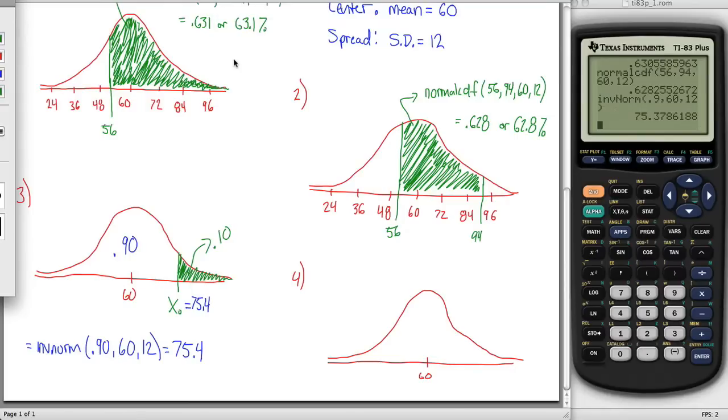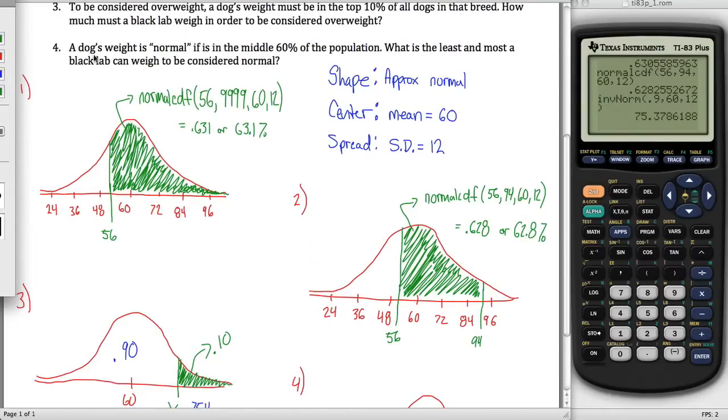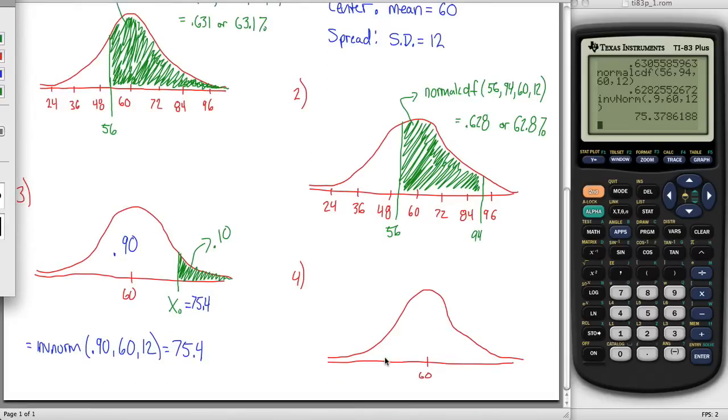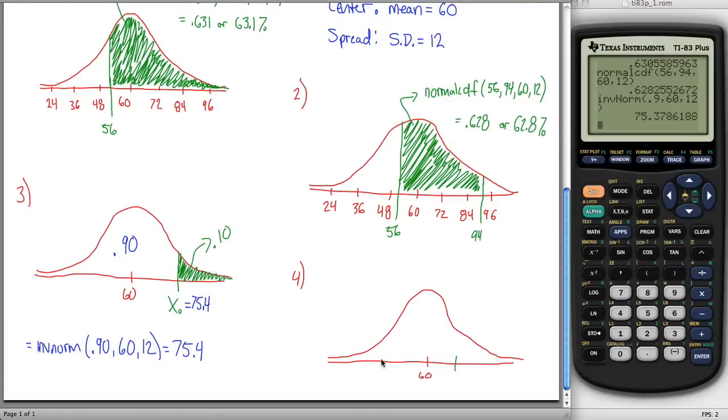Anyways, on number 4, it says a dog's weight is normal if it's in the middle 60% of the population. So what that's saying is maybe there's some value here and some value here. Let's try to make those a little bit more symmetric. Some value there and some value there. I'll call this one X naught, and I'll call this one negative X naught since we're using some symmetry here to get the middle. And this shaded area in here, I'm told, is supposed to be 60%. Don't confuse that with this 60 here. It's a complete coincidence.